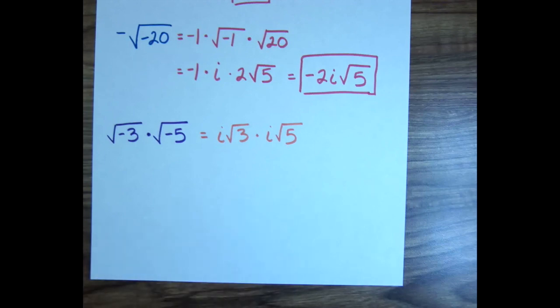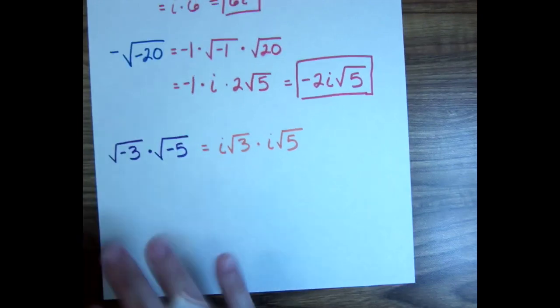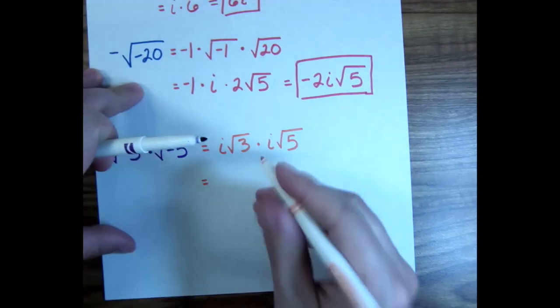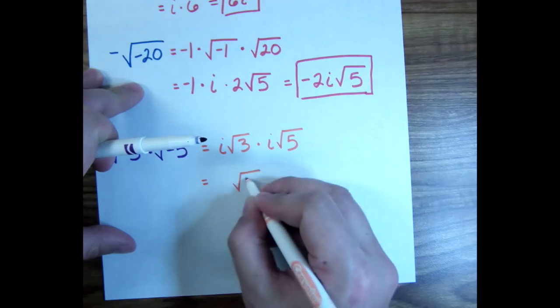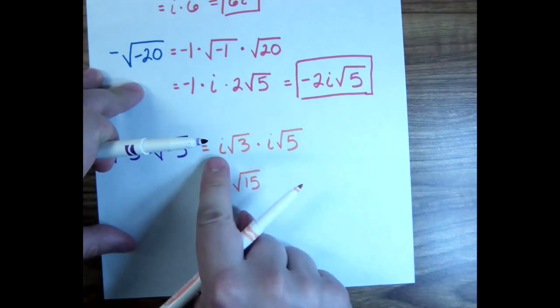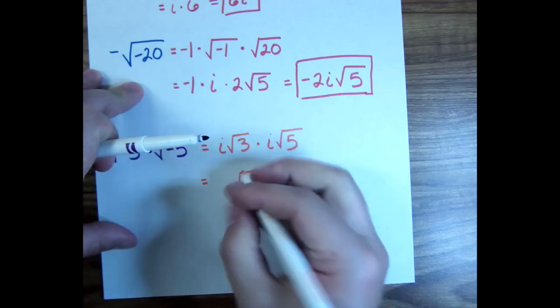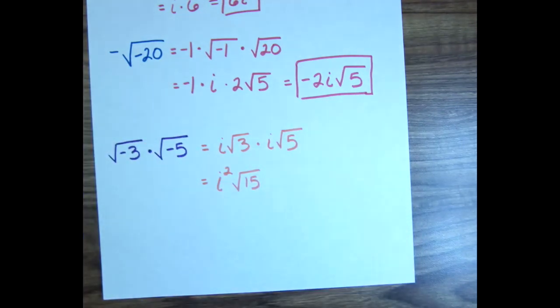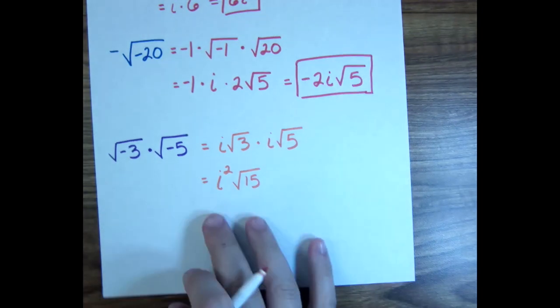Okay, so next we can multiply these together. Now, I can't multiply two non-real roots together like this, but now they're not non-real roots. Root 3 and root 5, I can put those together. That's root 15. But what's on the outside? i times i, that's i squared. Believe it or not, i squared is actually a number.